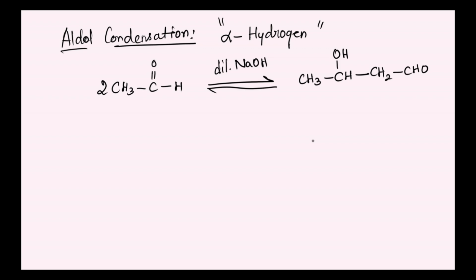What is condensation? Eliminating some small molecules and joining together. That's what condensation is. So this molecule is having an alcohol group as well as an aldehyde group. That's why the reaction is called aldol condensation. The name of this product is beta hydroxy butyraldehyde, because 4 carbons are there, no? So beta hydroxy butyraldehyde.